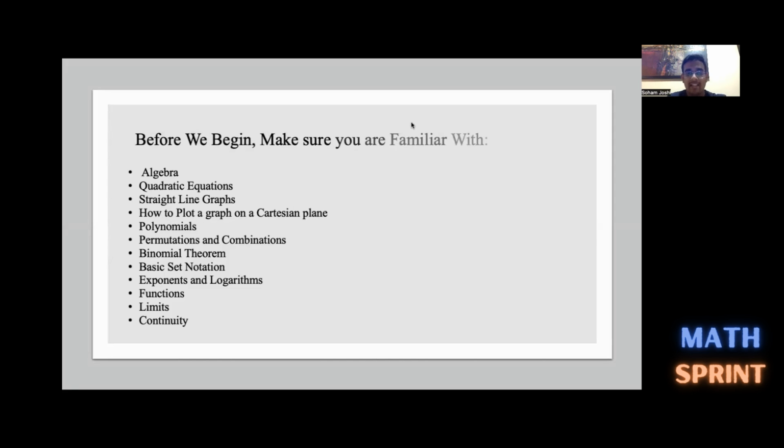Today I'm going to be explaining differentiation and its fundamental rules. Before we begin, I think you need to make sure that you're familiar with at least these concepts because they're going to be very important if you want to understand this chapter in calculus. So first understand these concepts and then continue with this video.